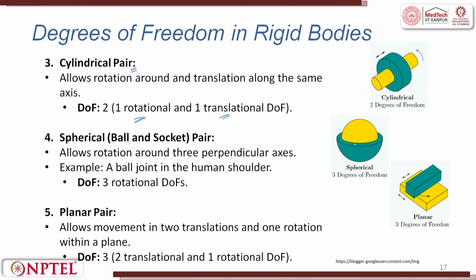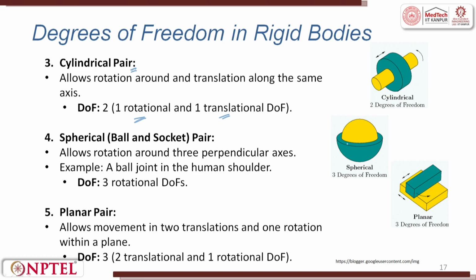Then there is the spherical ball and socket pair, which is there in your human body. The arm whatever we swing is a ball and socket joint. Your leg whatever we rotate is also a ball and socket joint, which is a spherical pair. In a spherical pair, you get 3 rotational degrees of freedom, allowing rotation around 3 perpendicular axes. A ball joint in a human shoulder is a ball and socket joint.